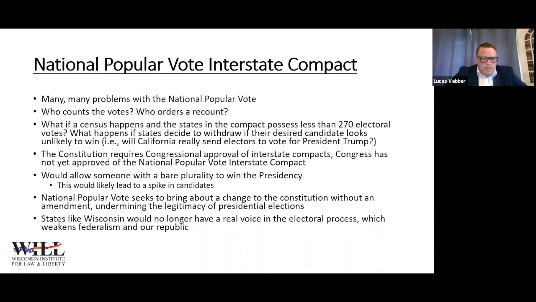It would ensure that states like Wisconsin would have no real voice in the electoral process, which really weakens federalism and weakens our republic and Wisconsin's role in both. You know, the Electoral College is a key ingredient of the cake that makes up our federal government, and without that ingredient, the cake just wouldn't be very good.